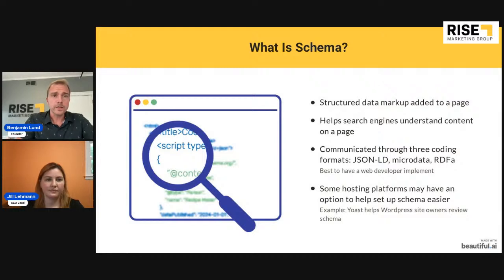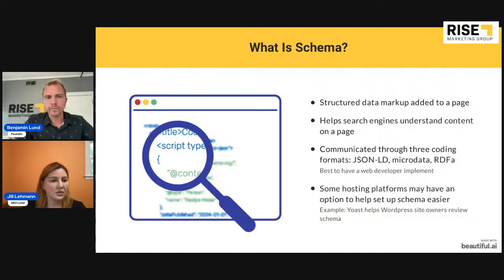So Jill, why don't you share what exactly is schema? So schema is structured data markup that helps search engines like Google and Bing understand the purpose and content on your pages. Structured data markup is in the form of a coding format. There are 3 different formats that they use: JSON-LD, microdata, and RDFa. If you don't have coding knowledge, it's best to have a web developer help you implement this, as it can get confusing. If you implement it incorrectly, it could actually cause more harm than good to your site.